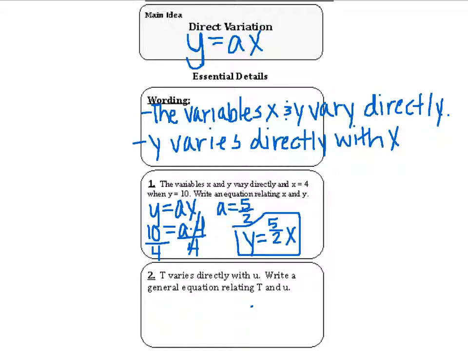Number 2, it says T varies directly with U. So we've got different letters here, but we can tell the order because T varies directly. Look right here, Y varies directly. So T, we're going to put in the place of the Y. So instead of Y equals, we're going to say T equals, and we still have A, because that's our constant, and it says varies directly with U. U is what's in the place of X, so we'll write it like this. So T equals A times U.